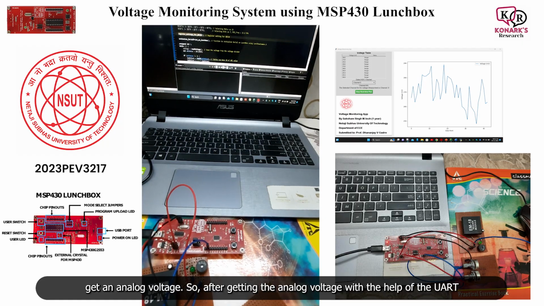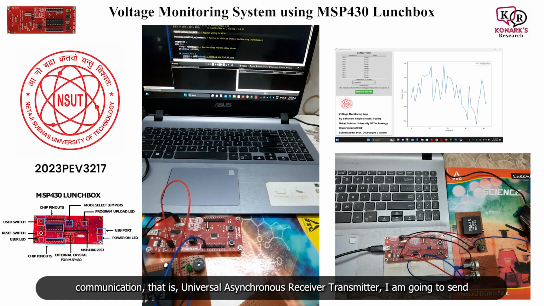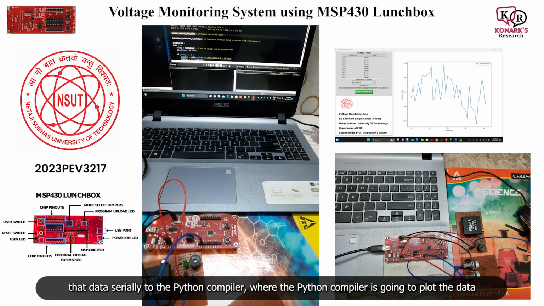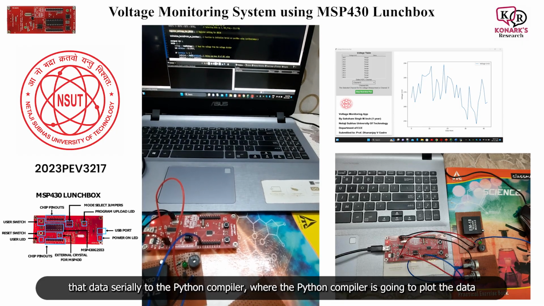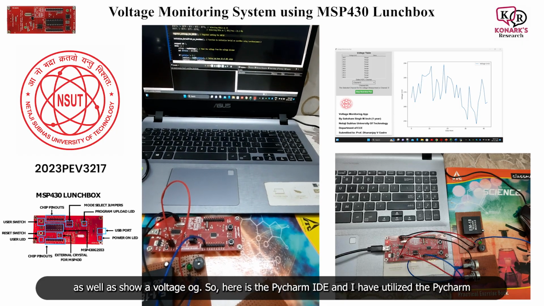So after getting the analog voltage, with the help of UART communication, that is universal asynchronous receiver transmitter, I'm going to send that data serially to the Python compiler, where the Python compiler is going to plot the data as well as show a voltage log.